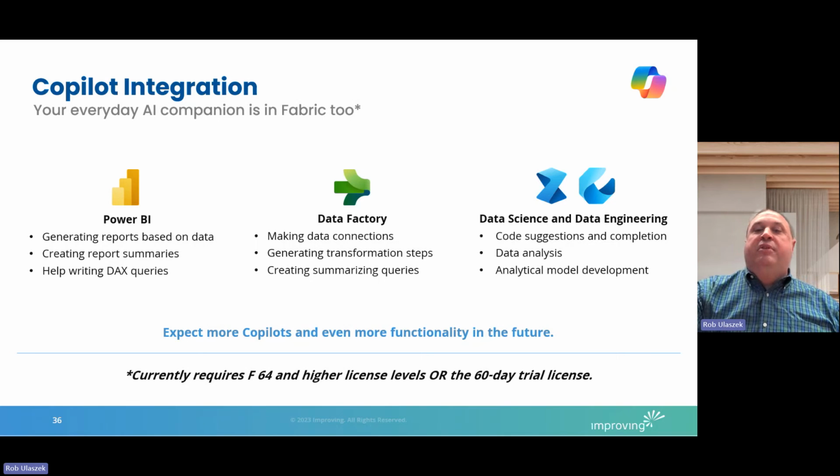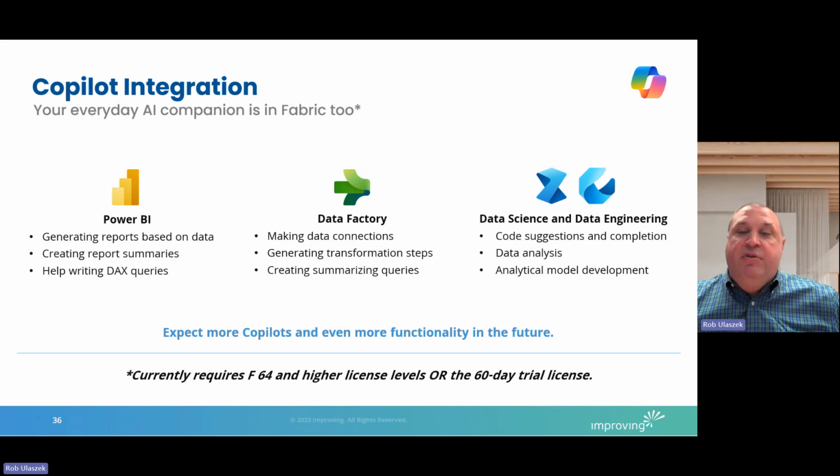Data Factory Copilots help with the mundane day-to-day data wrangling tasks, like creating data connections, generating data transformation steps, or summarizing queries. Our data professionals in data science and engineering get things like code suggestion and completion, data analysis, and developing analytical models. There's a function where we can literally ask Copilot to look at a data frame and provide a useful chart, the kind of thing you might ask a coworker if they had time. These all offer a lot of value, and it's safe to expect that to increase as Copilot functionality is rolled out. More important to note, you do need to hit a licensing level to take advantage of these tools. We'll get into that more shortly.